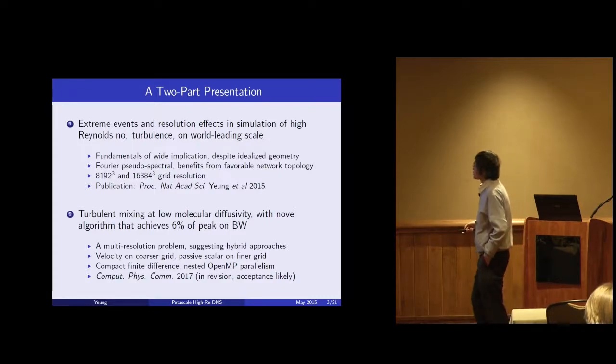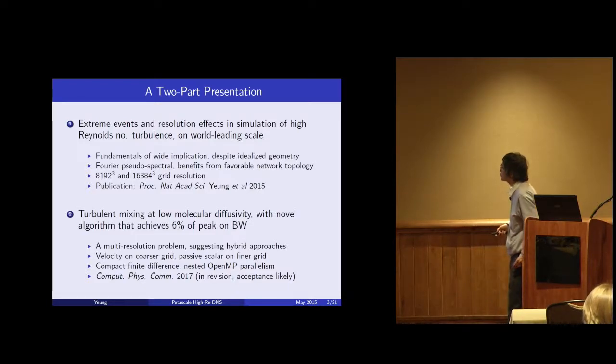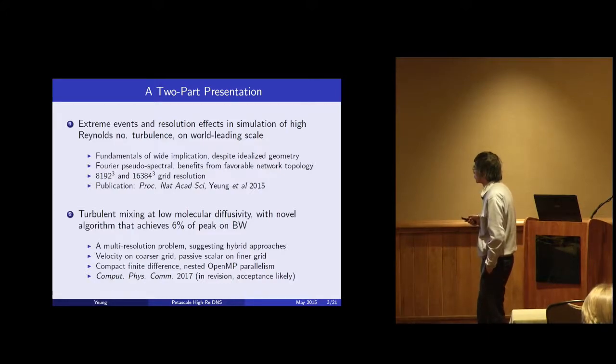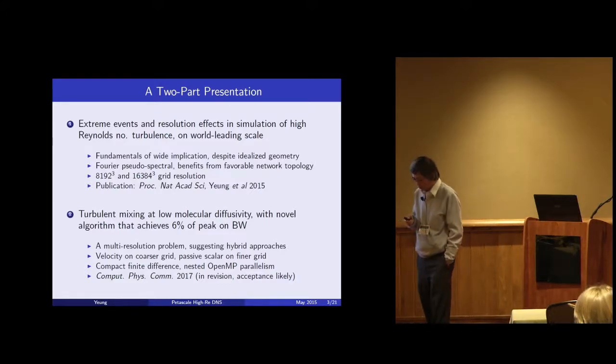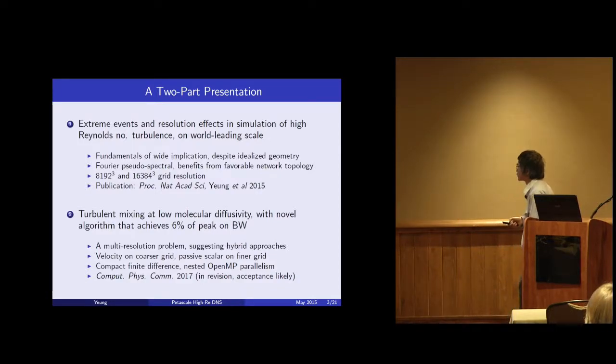In the first part of the talk, I'm going to talk about extreme events and how we resolve the small scales and why it is so important. Our emphasis is on what happens in turbulence at high Reynolds number. We're going to focus on the fundamentals. We have an idealized geometry. We're going to use Fourier pseudo-spectral methods, which benefit a lot from network topology, in particular topologically aware scheduling that the Blue Waters staff developed a couple of years ago.